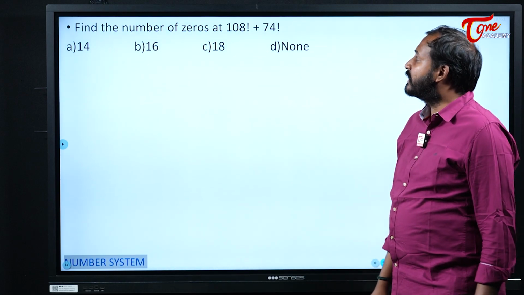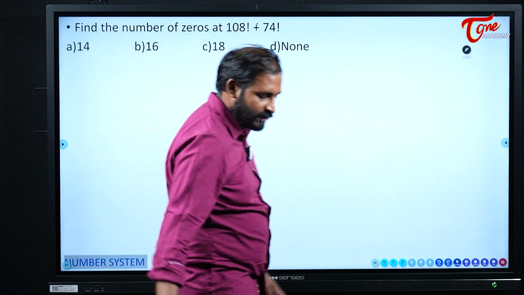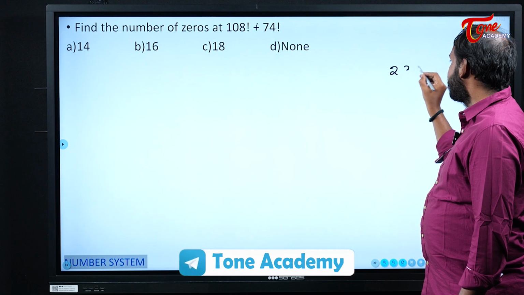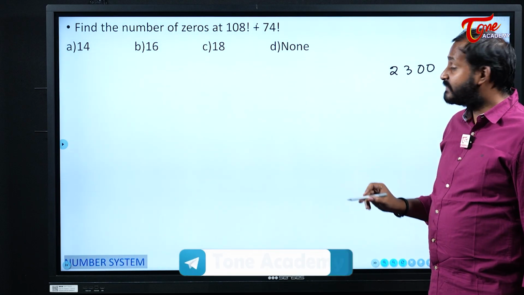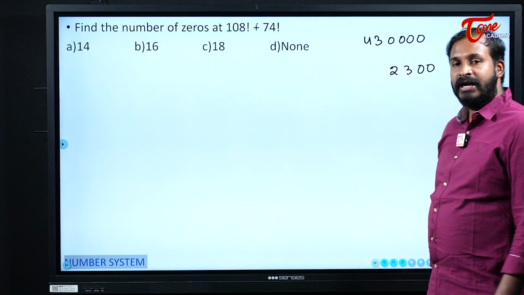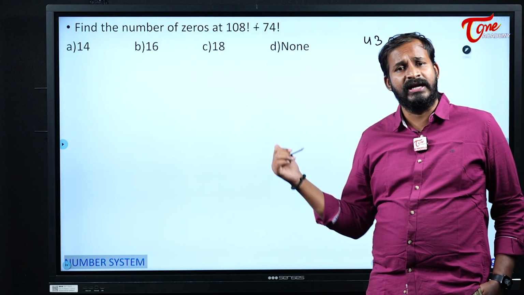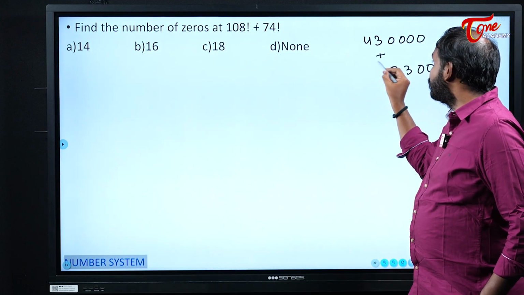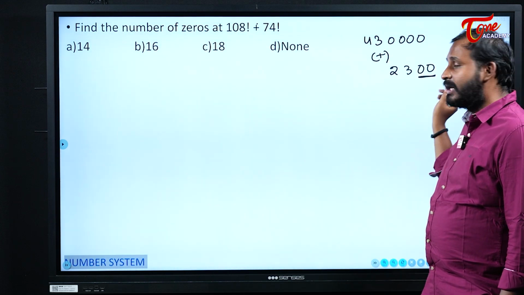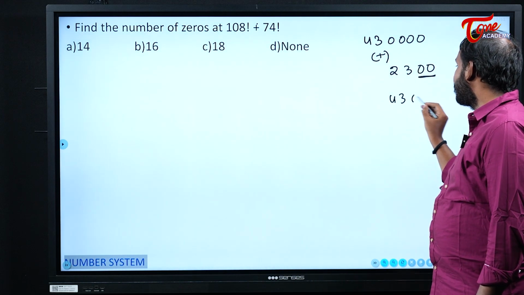Find the number of zeros at, so now see here, for your better understanding, I will tell you one simple concept. There is a number something like this. And there is one more number. I am adding these two numbers. So now tell me what is the number of zeros at the end of this sum? 2 zeros only. Why? Because the number which has fewer zeros, that count will be there. Why? Because we will add in this manner.